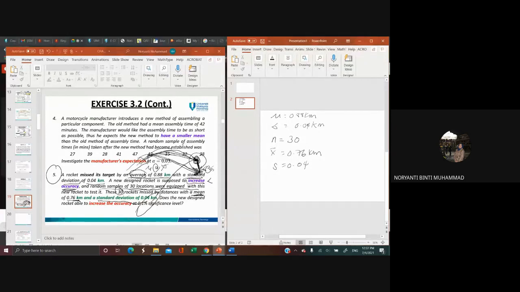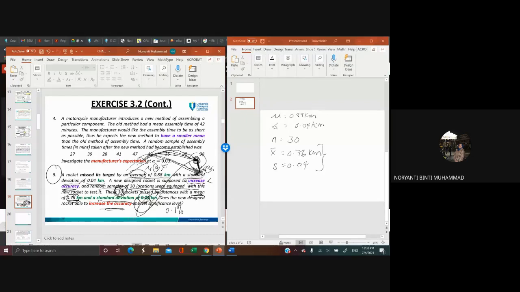Because you know where this value comes from. It comes from these 30 rockets, so that's why it's a sample. And then the question asks, does the new design rocket able to increase the accuracy at 0.1% significant level? Here is important as well, 0.1% significant level.